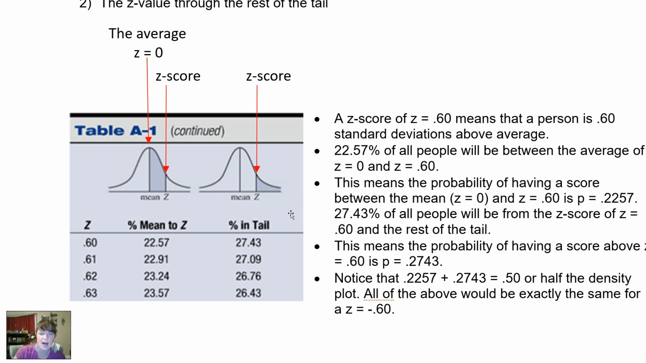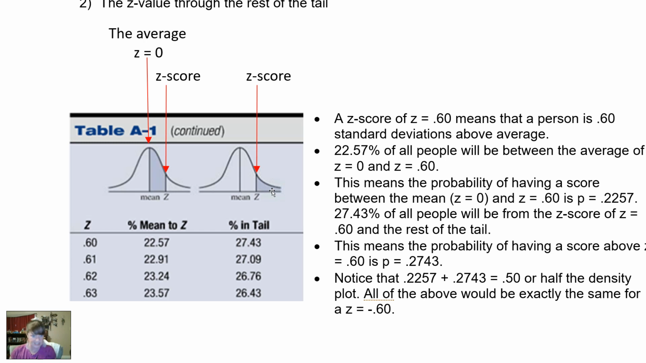So let's say I wanted to know then, and notice something else, that 22.57 plus 27.43 will add up to 50%. Because the first column is essentially telling you the percentage from the average of 0. Because remember, z-scores have an average of 0. So the peak is always going to be 0 to that z-score of 0.6. Then this second column is going to be anything beyond that z-score. So this area plus this area is always going to add up to half.